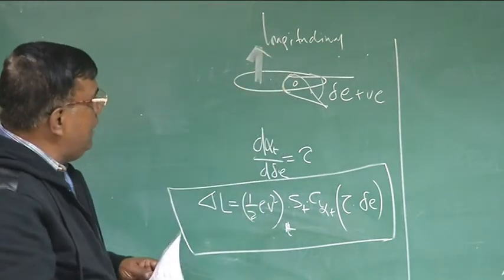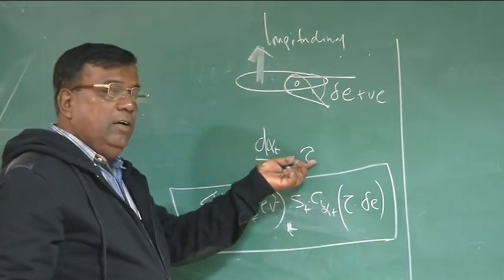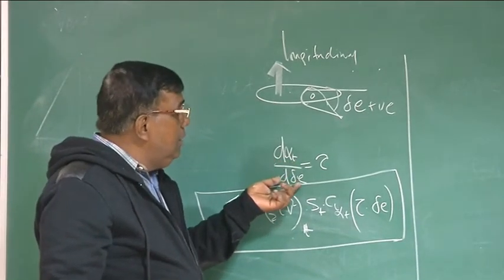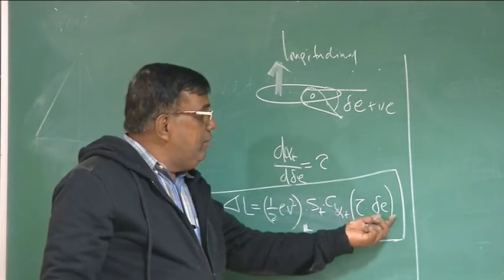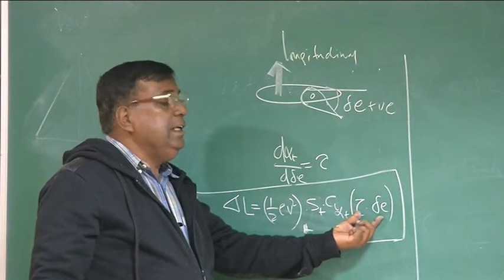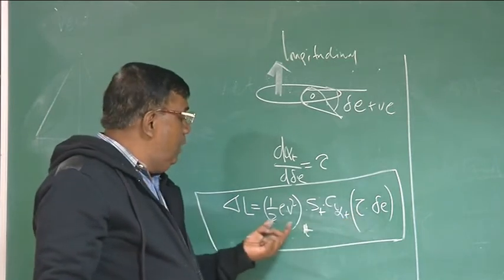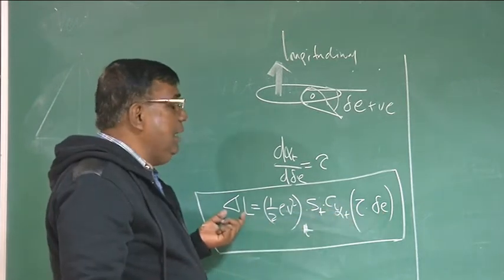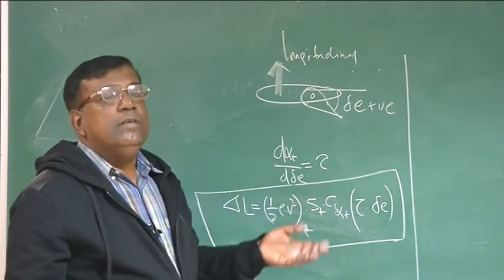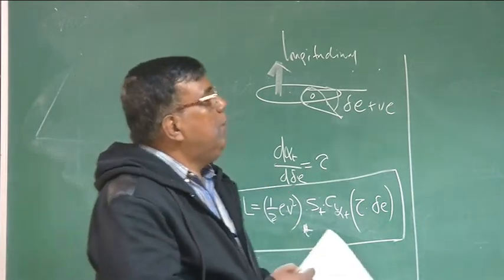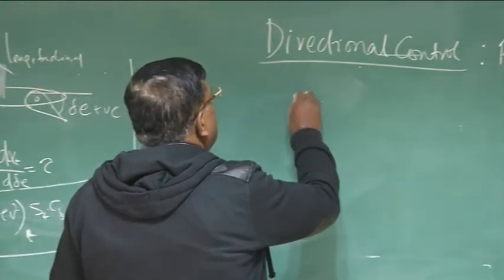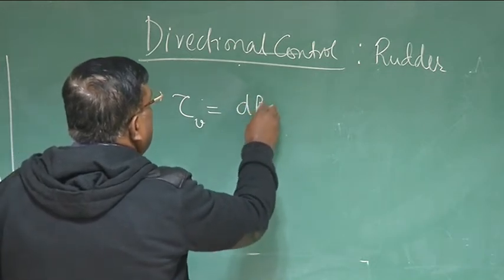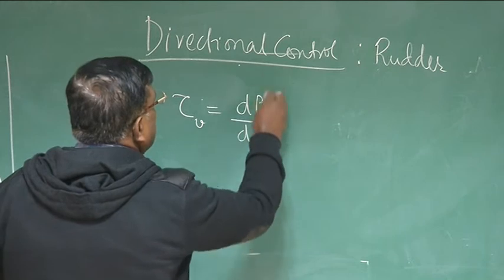I repeat, for the longitudinal case, we knew d alpha t by d delta E is tau, that is how much alpha tail is changing per unit deflection of the elevator. For a given elevator deflection delta E, tau into delta E is the change in the angle of attack at the tail. So half rho V squared S tail CL alpha t into that change in angle of attack will give me delta L, and from there I can find out the control power. Similar thing we will do for rudder also. Similarly, we define tau for the vertical tail as d beta at the tail by d delta r.